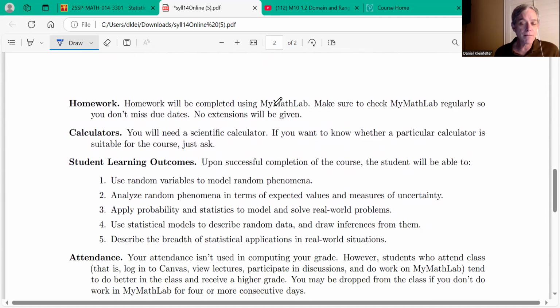Homework is completed using MyMathLab. MyMathLab and MyStatLab are essentially the same thing, okay?